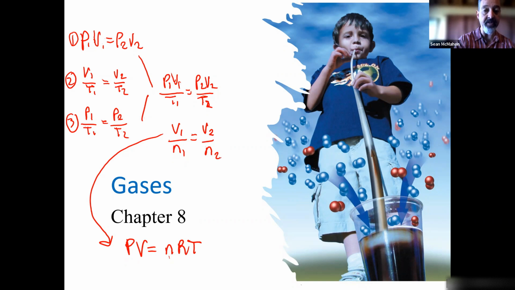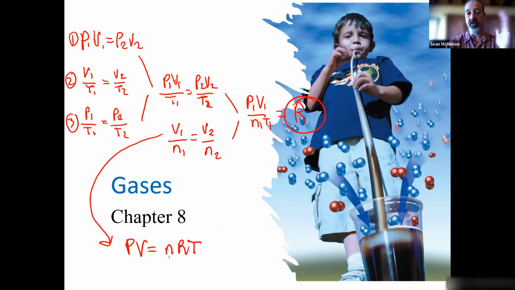And then what I'll be able to do is combine these two, where I end up getting the ratio that I've been talking about all along, P1 V1 over n1 T1 equals P2 V2 over n2 T2, but really it equals a constant R. So in today's lecture, we are going to derive this constant R so that we can rearrange it to give us PV equals nRT.